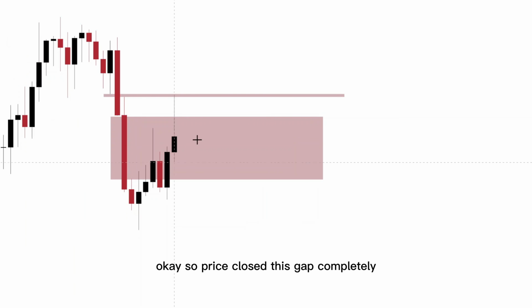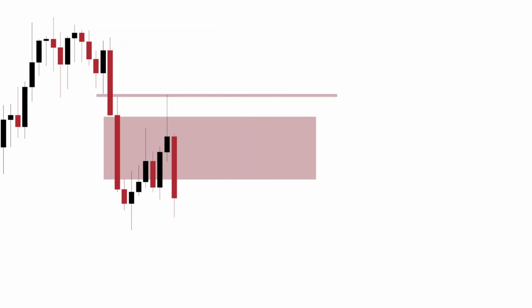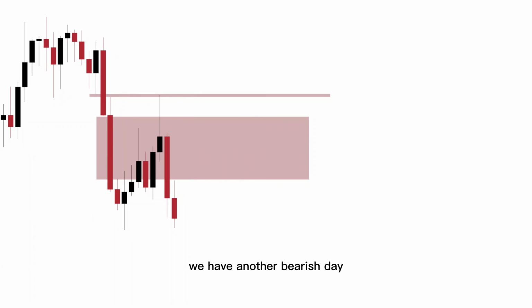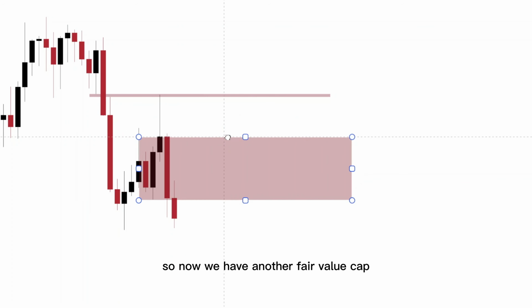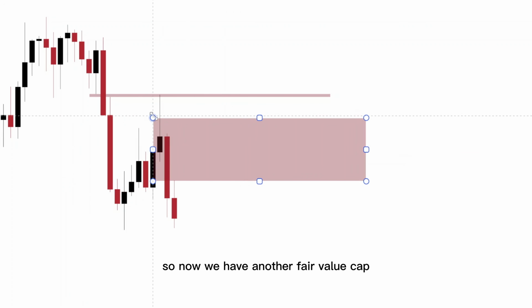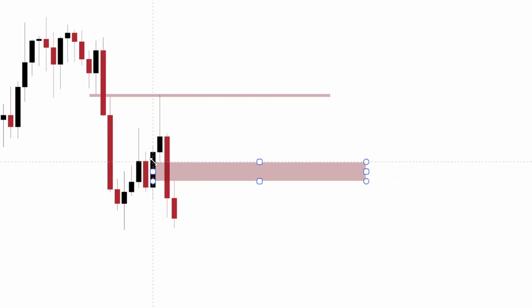Okay, so price closed this gap completely and closed this gap. So I anticipate the next day to be bearish. Here we have a bearish day. We have another bearish day. So now we have another fair value gap. Once price closes this gap, we can continue with the bearish trend.